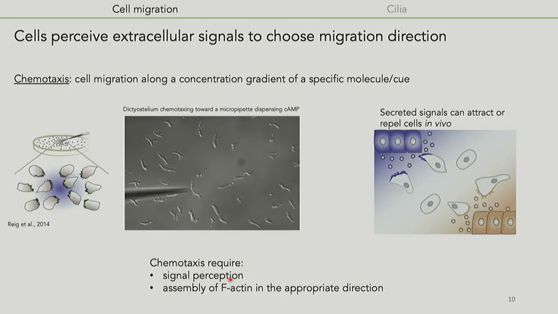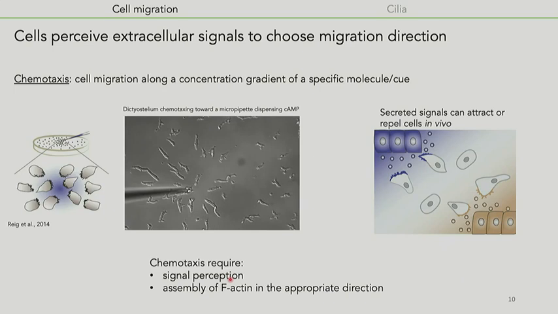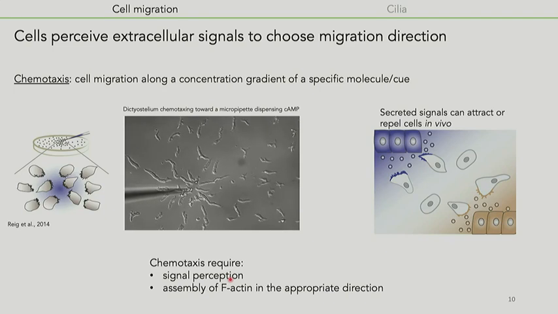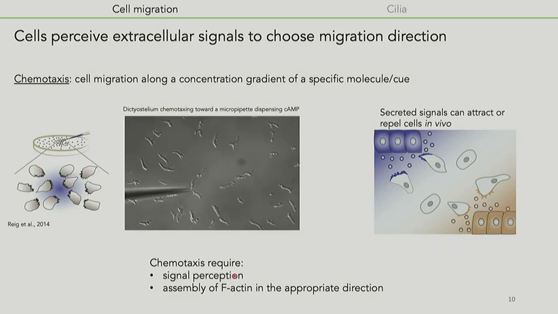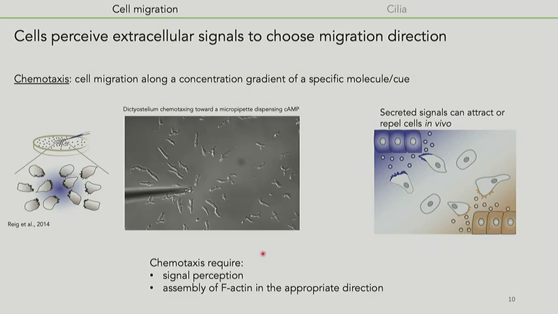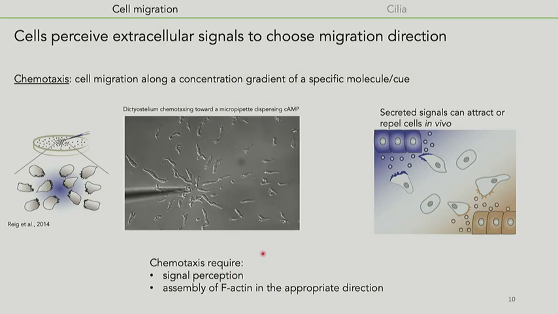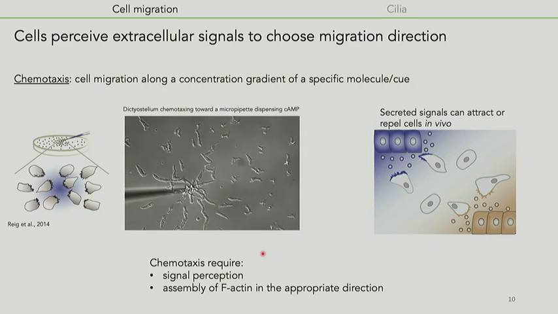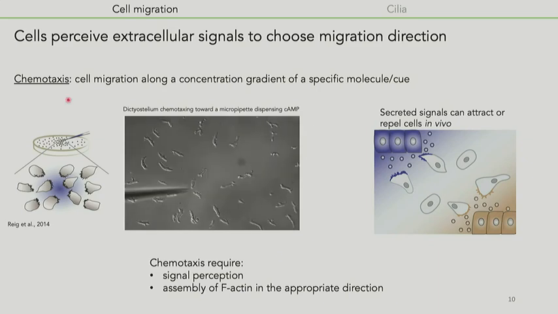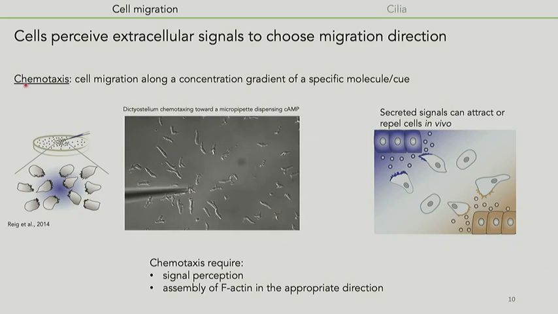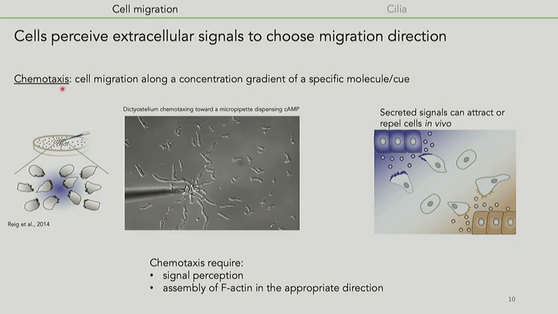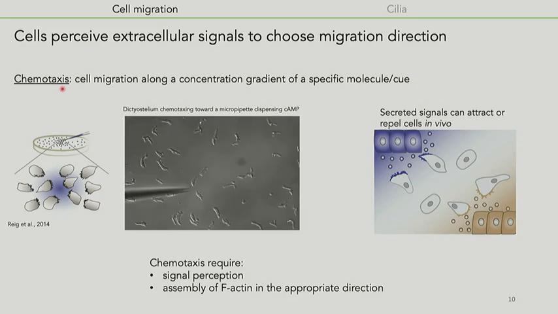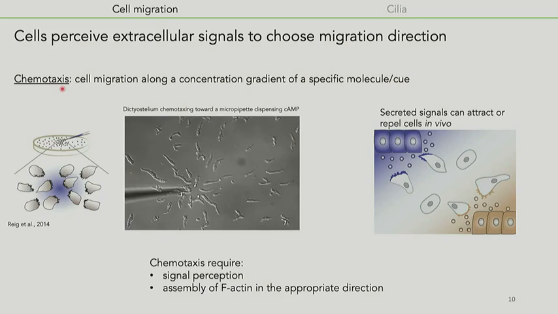So to link this then, those are the structures that are used to actually facilitate migration. How do cells know which direction to migrate towards? Cells can perceive different types of cues from the environment and use that to orient their migrations. One canonical or dominant way this works is through a process called chemotaxis. Chemotaxis means that cells are perceiving an extracellular cue and then either are attracted or repelled by that cue.